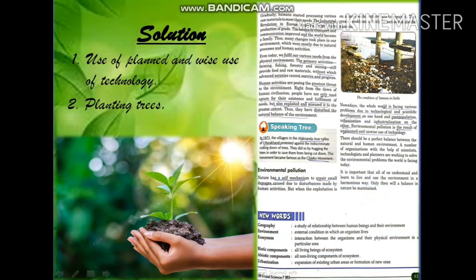We want to follow the directions given by scientists, technologists, planners, etc. and should understand and learn how to live and how to use the environment in a harmonious way. The protest of the Uttarakhand villagers against the cutting down of trees gives us inspiration, and this movement is known as Chipko movement in history. With planned and wise use of technology and by planting trees, we can maintain the balance of nature.